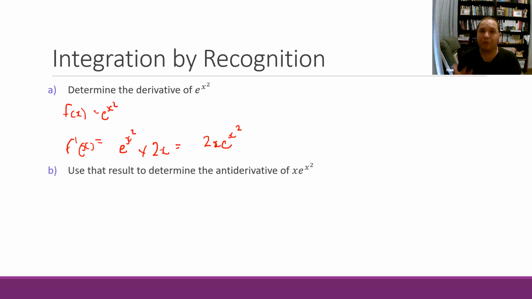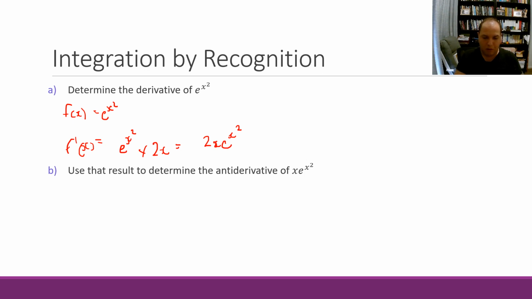Now, this is the part where it's integration by recognition: we use that result to determine the antiderivative of x e to the x squared. We have to determine the antiderivative of x e to the x squared. What we're going to do first is use this derivative we've just worked out.